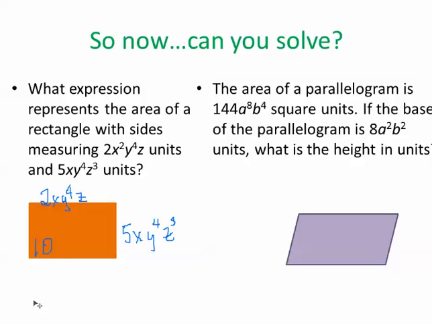I multiply coefficients, 10. I add up the x exponents. I have one here and one more here, and you think of it as x to the first and x to the first, so it's x to the second. 4 y's, 4 more y's, so I have a y to the 8th, and a z to the first and a z to the third gives me z to the fourth, and this would represent my area if those represented the lengths of the sides of the rectangle.